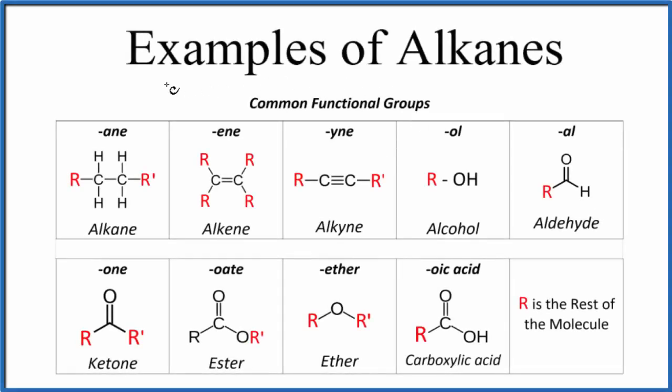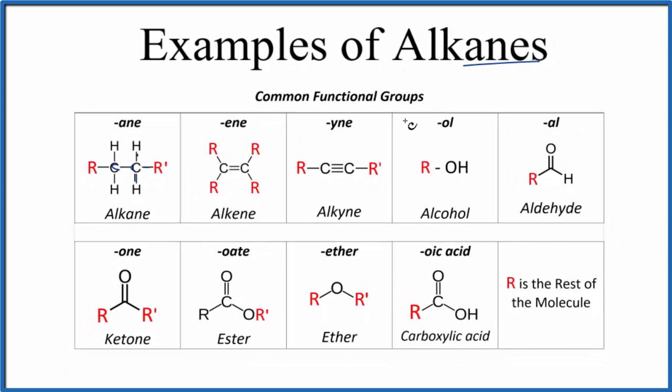In this video, we're going to look at some examples of alkanes. So alkanes, we have this table here of common functional groups. When you see ANE, like propane, methane, butane, that's an alkane. And it's made up of carbons here, all single bonds, and hydrogens. So we just have carbons and hydrogens in alkanes.